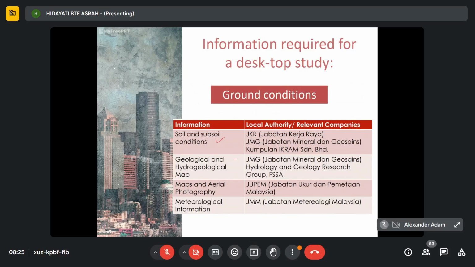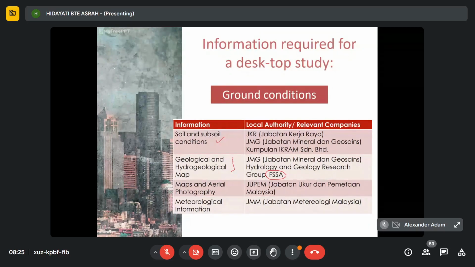JMG, this one is Jabatan Mineral and Geoscience, and also you can obtain information from Kumpulan Ikram. And for geological and hydrogeological maps, and photography. Okay, geological and hydrological map. So this one you can obtain the data from Jabatan Mineral and Geoscience, and actually the hydrology and geology research group in FSSA. FSSA is Faculty Sumber Alam in UMS. They have the expertise and facility to obtain information about this geological and hydrogeological map.